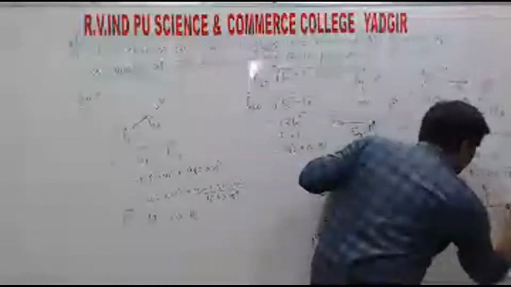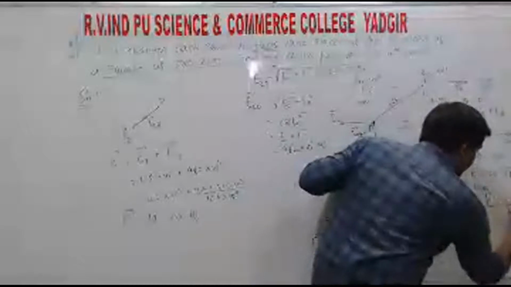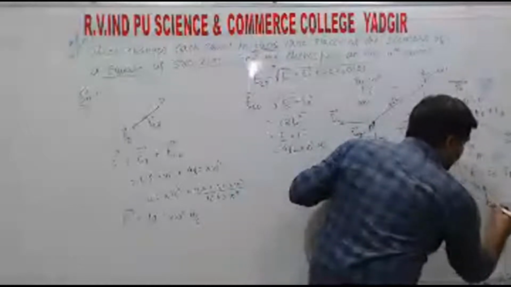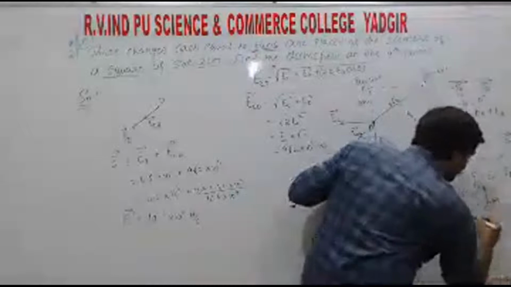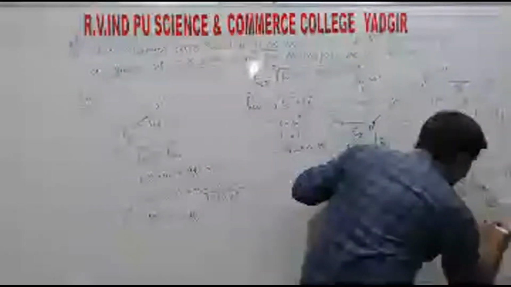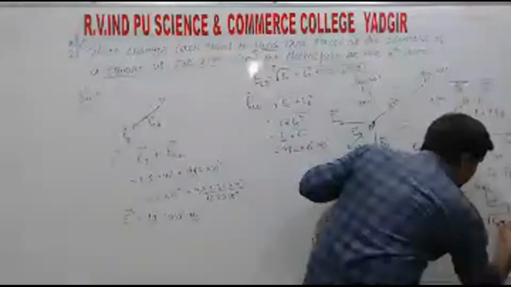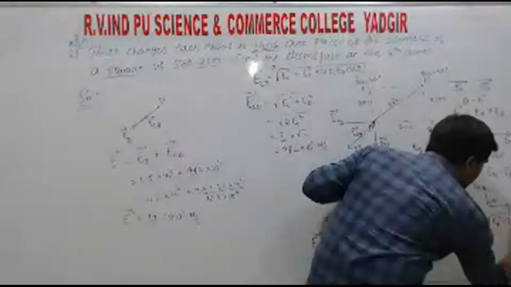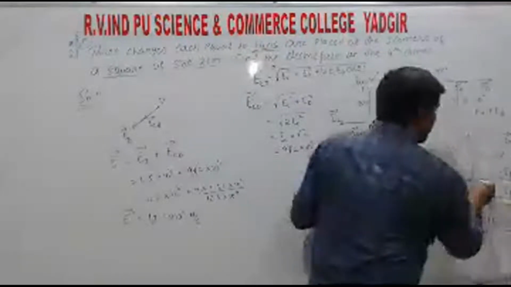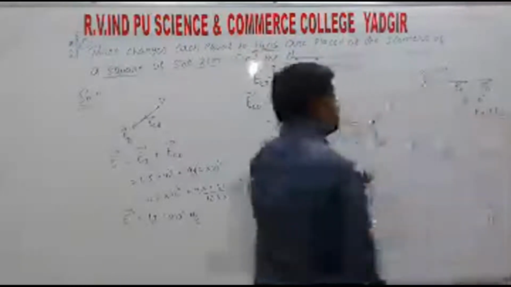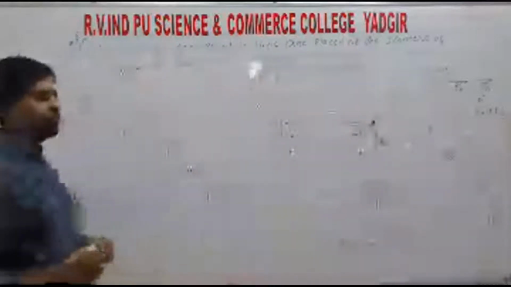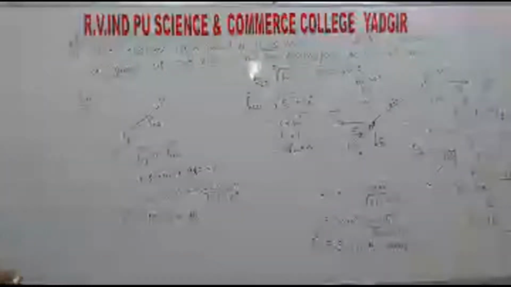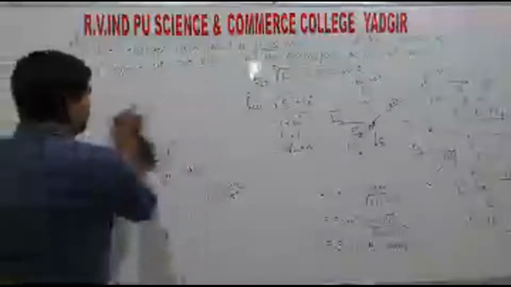And third, if two vectors are perpendicular to each other, EA and EB are perpendicular, the angle between them is 90 degrees, and the resultant E is equal to the square root of EA square plus EB square. You need to remember these 3 points, right? Now the second problem.